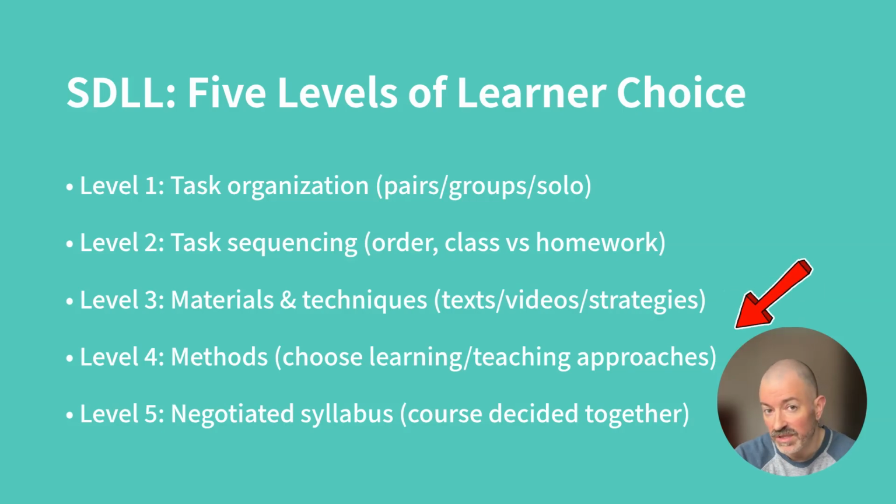Okay, let's move on to level 4. So level 4 is methods. So very advanced learners may actually make choices about teaching and learning methods. And level 5 is the negotiated syllabus. So at the highest level, the entire course content is negotiated with the class. This is actually really rare in standard schools, but very realistic in adult ESP or English for specific purposes.